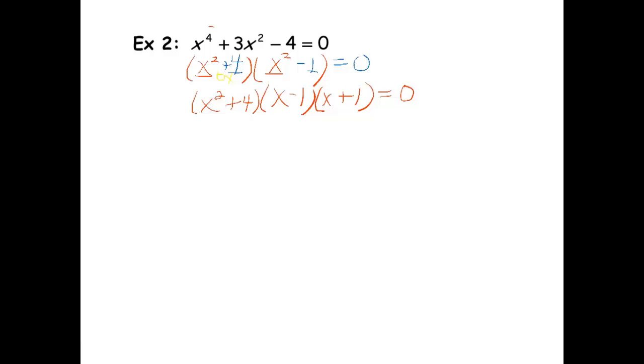I'm going to go back to the beginning here where I said this should have as many answers as the highest exponent. So this should have 4 solutions. Well, I see 2 of them right here. Some of you like to jump right to the answer. Okay, x equals 1 and x equals negative 1. Great, that's 2 of them. That means that this must have 2 solutions.